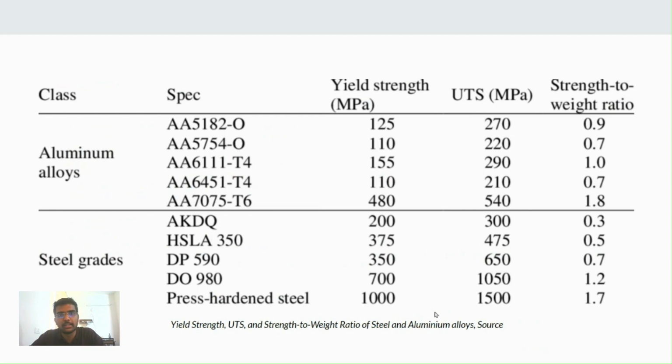So there is a huge amount of variety in terms of strength, and people can choose different varieties of steel on the basis of the strength that they require. So this is one of the reasons that steel is widely used for exoskeletal purposes.